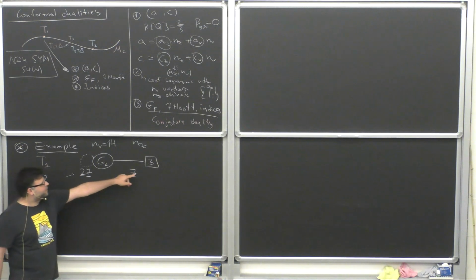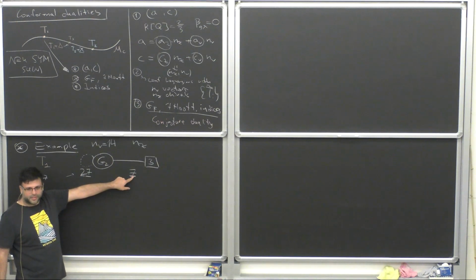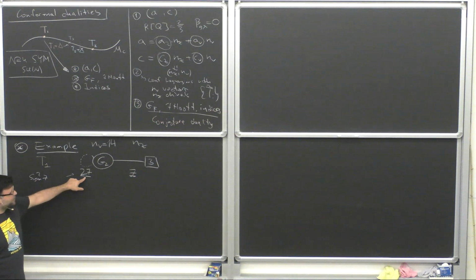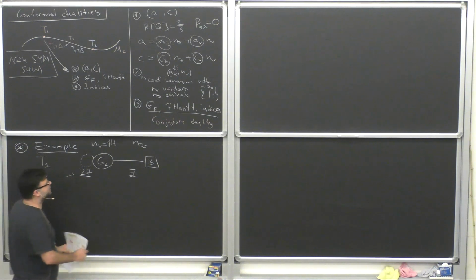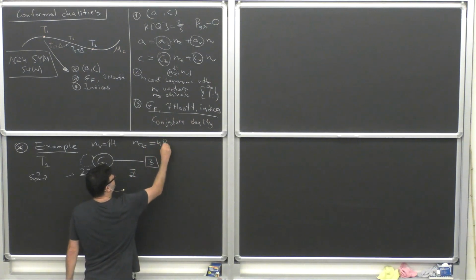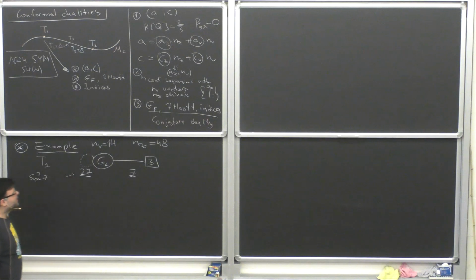You have 3 fields in the 7-dimensional representation, so that gives you 21, and you have 27, so in total the number of chirals is 48. And after I deduce all the invariants of the conformal manifold, we will look for another gauge theory which sits on the same conformal manifold as this theory. We will look for a conformal dual of this theory, systematically.